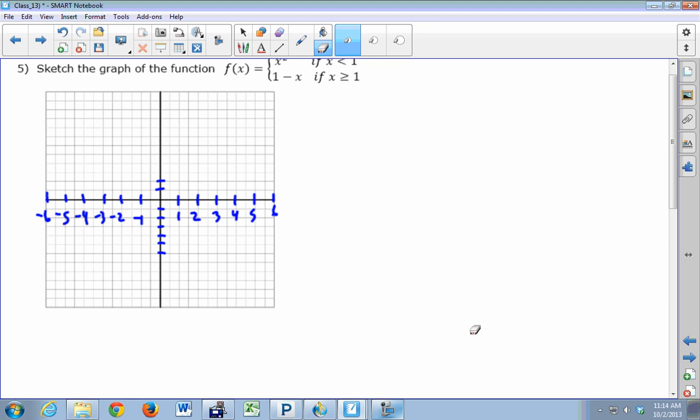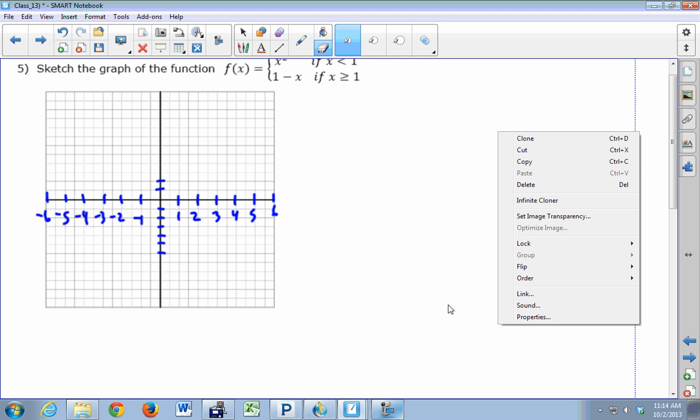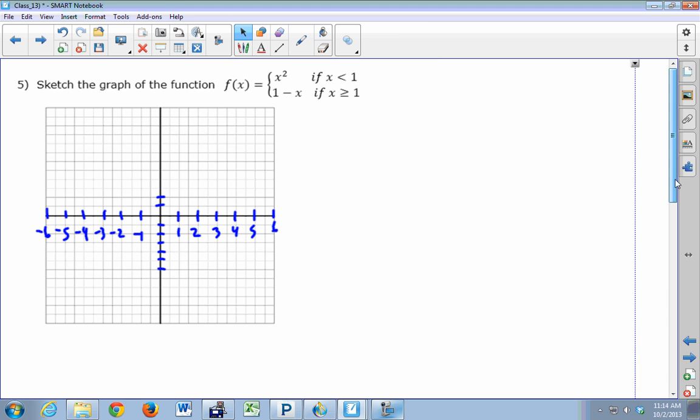Okay, so I start off by saying, I'm just going to draw this parabola as if I was drawing the whole thing. I'm not going to pay attention to the fact that it's just less than 1. So if x is 0, y is 0. If x is 1, y is 1. If x is 2, y is 4. If x is 3, y is 9.